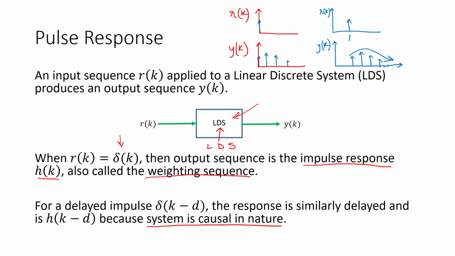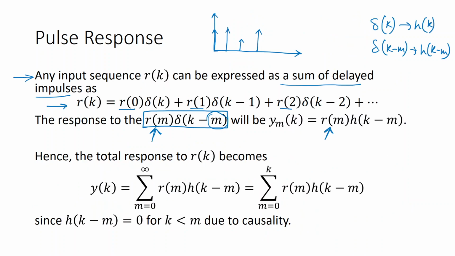For a single pulse here, hk minus m is a string of pulses, but will have a weight of Rm with it. So this is the response of each pulse. This is at delay m, suppose. So this is the Rm, and this particular signal will excite this output.